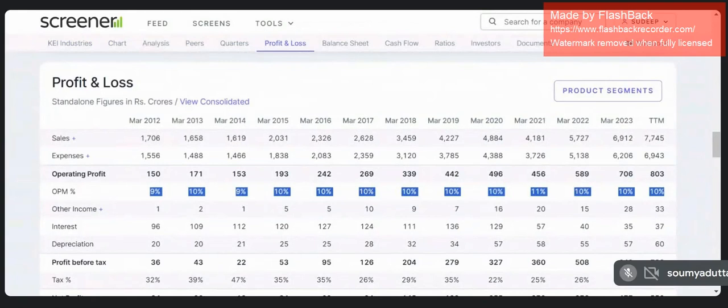Many things have happened. So what they do, if copper prices are increasing, they just pass it on to the end consumer. If copper prices are reducing, then they reduce the end product prices a little bit, but they maintain their margin. So this is called a constantly growing company. The only thing is that when you buy such a company, it should not be overvalued. That's all.